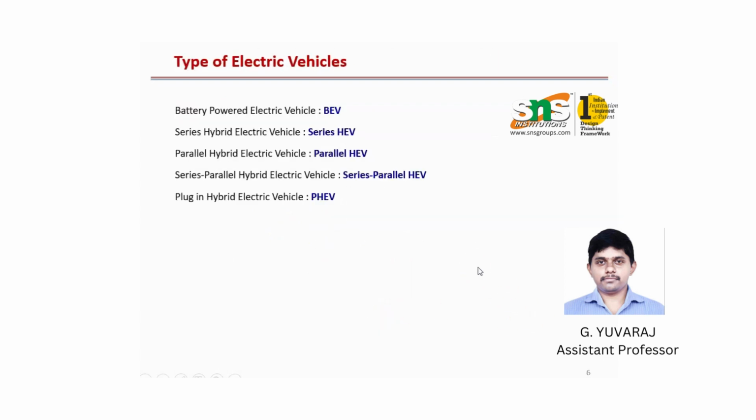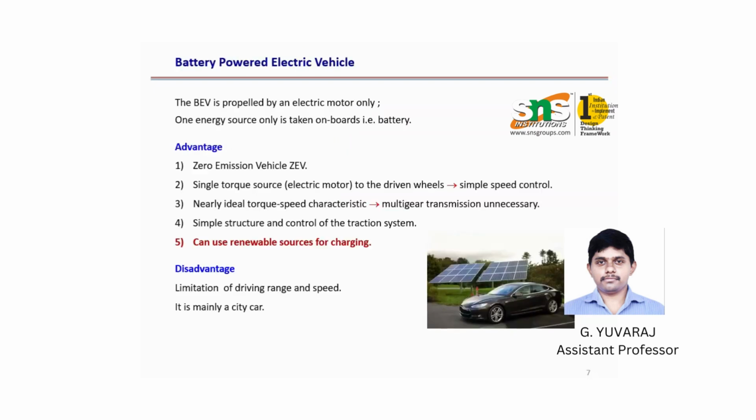Now in this slide we have seen that there are different types of electric vehicles. First is the battery electric vehicle, then the series hybrid electric vehicle, the parallel hybrid electric vehicle, a combination of series and parallel hybrid electric vehicles, and the plug-in hybrid electric vehicles that we use.